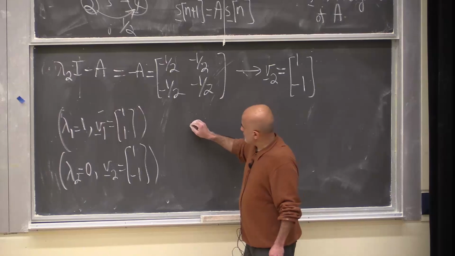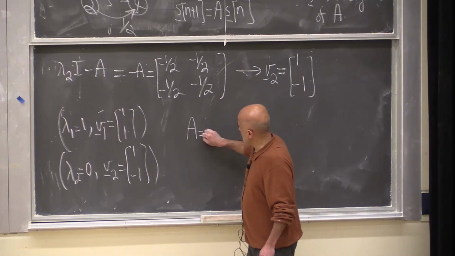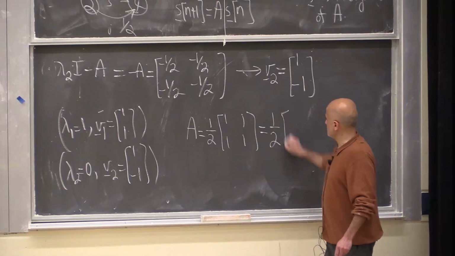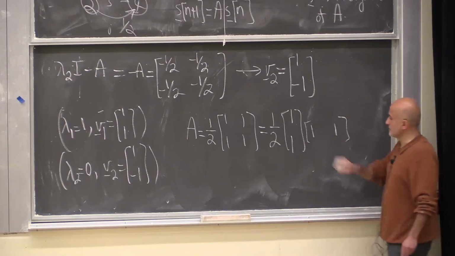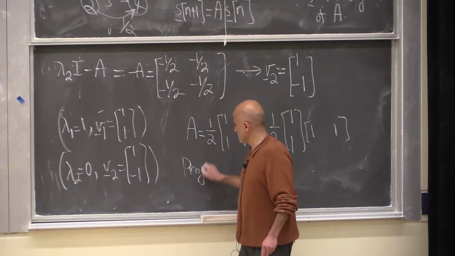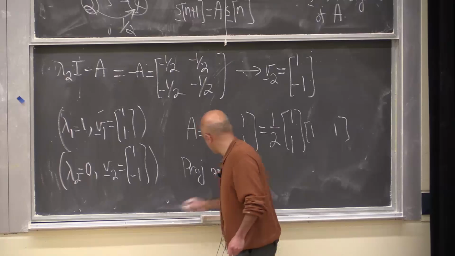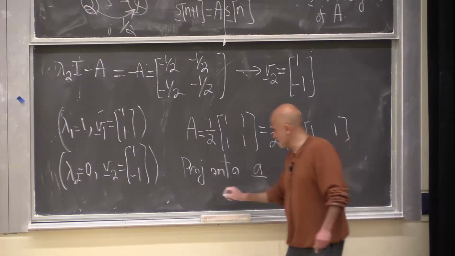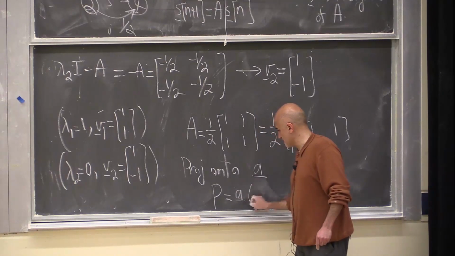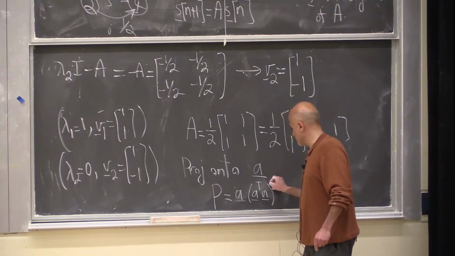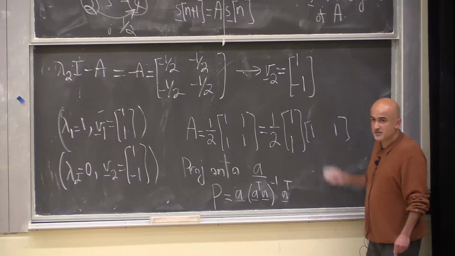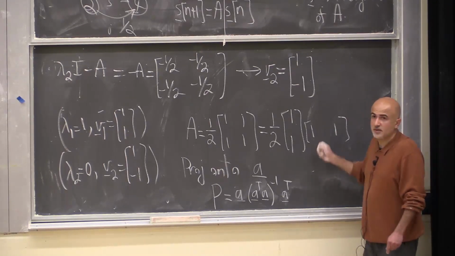Now, one other thing I want you to notice is that the matrix A can be written as 1/2 times this product of 1, 1 with 1, 1. And remember a few lectures ago I was telling you about a projection onto a vector A? What was the matrix that gave you that projection? It had an expression: A transpose A inverse, A transpose. Does this look like a projection matrix to you? And if so, onto what vector?